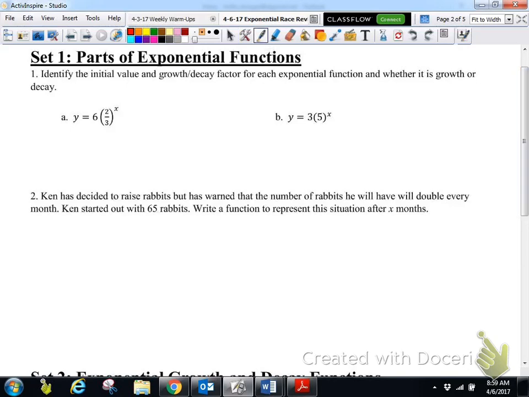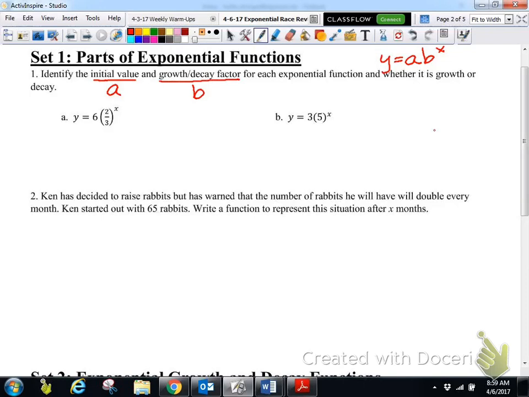All right, so parts of exponential functions. As we go through this, it asks us to identify the initial value, which we know is our a. It asks us to find our growth or decay factor, which we know is our b. And then also identify it as growth or decay. So first things first, we have to remember that we're using the function y equals a times b to the x. So it's just a matter of identifying where we're at in the equation.